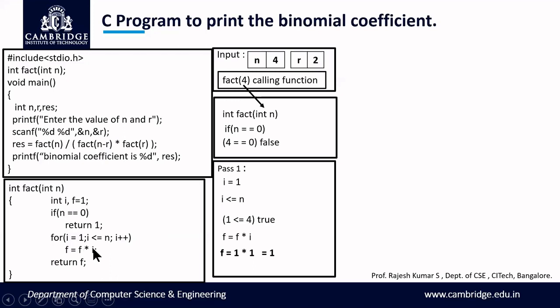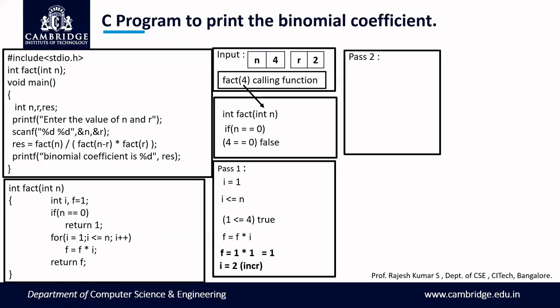Now when the for loop repeats, it will increment the I value. Now I value will become 2. In pass 2, what happens? I'm checking the condition I value is less than or equal to n. What is I value? 2. 2 is less than or equal to 4. Yes, it is true. Again I'll execute this particular statement. When I execute this statement, I'll utilize the updated f value. What is the updated f value? 1. So f value is 1 into the updated I value. We know the updated I value is 2. 1 into 2 is 2.